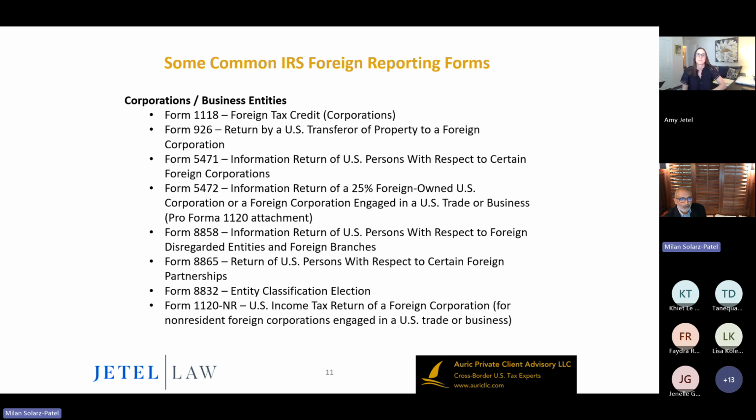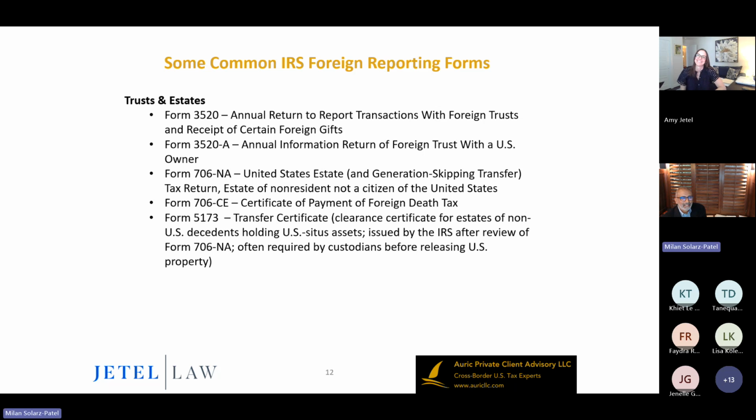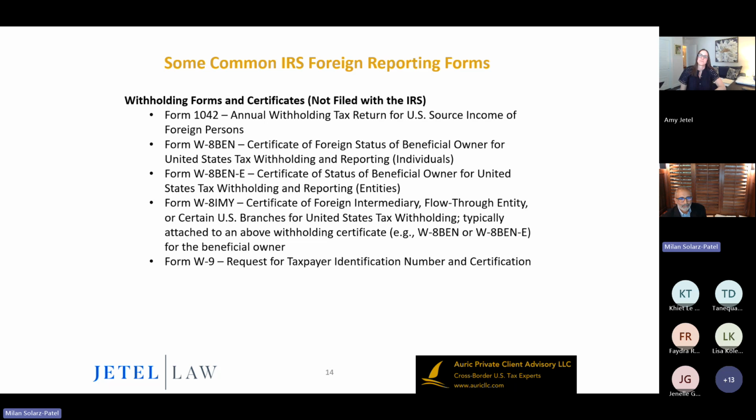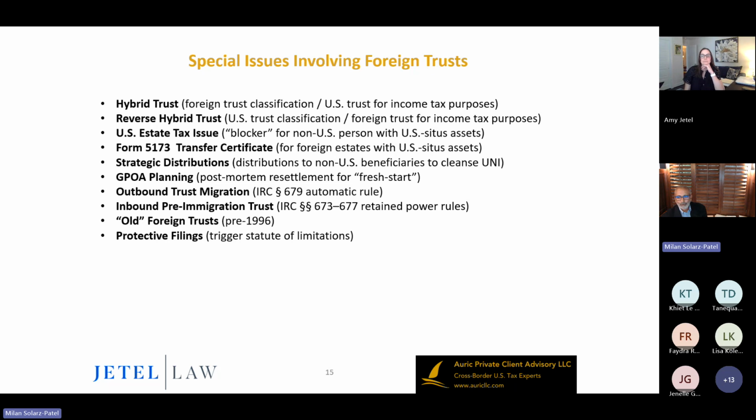These are some of the corporation and business entity filings. So you can see beyond trust, which is 3520-A and 3520, there's a lot more to be filed out there. So kids, don't do this at home alone at night. Get help. These are the trust and estate forms. These are some other forms for withholding. You've probably seen the W-8BEN, the W-8E. Those are all fun. I'm going to get to our treat, special issues involving foreign trusts.